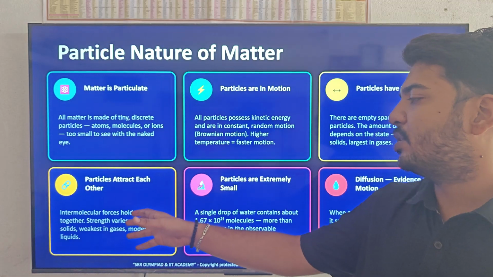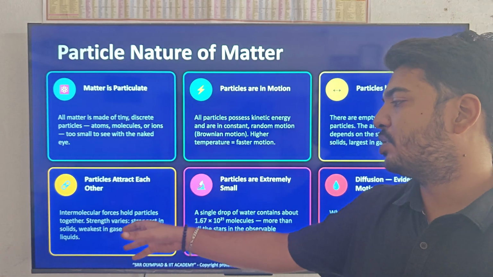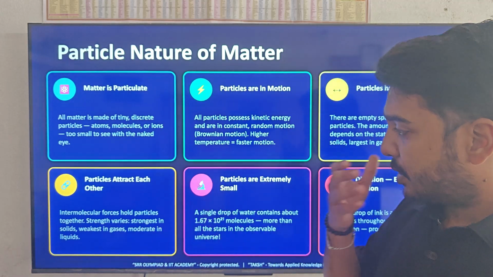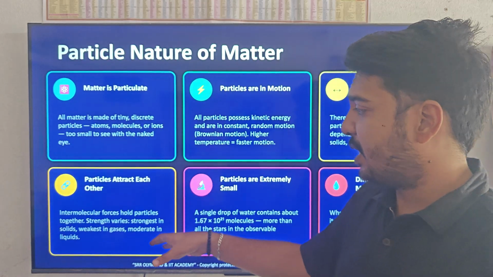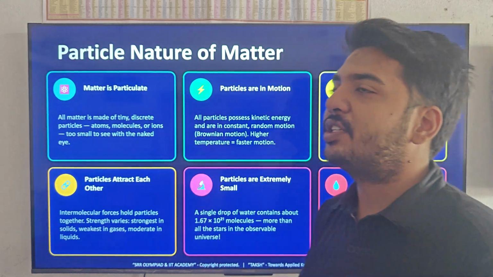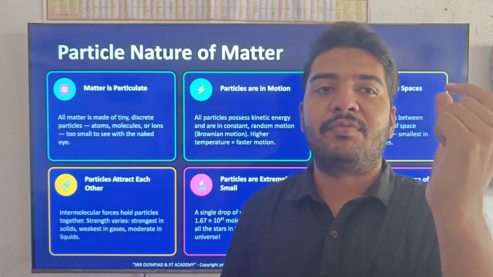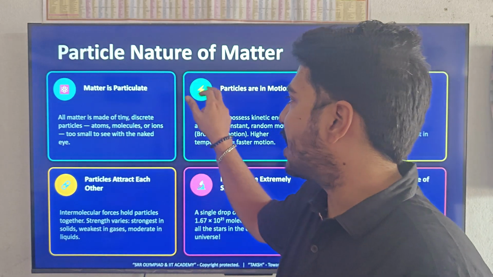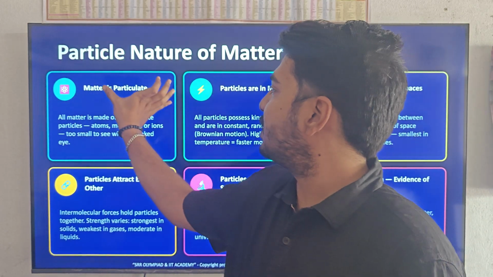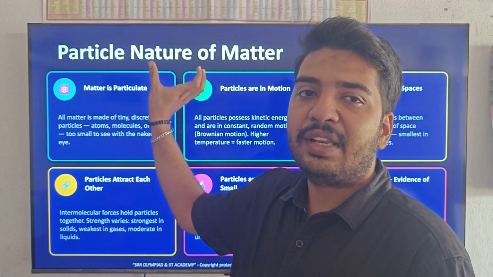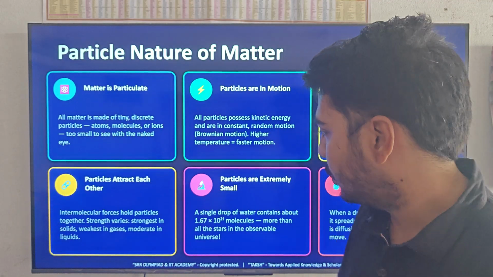Intermolecular forces hold particles together. Strength varies, strongest in solids, weakest in gases, moderate in liquids. So that means whatever particles are there, they hold an intermolecular force, which means one particle attracts another particle. Imagine these round things as particles inside a matter. These things always hold some kind of force that will either attract or repel.